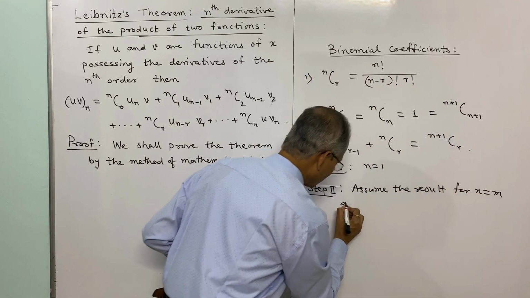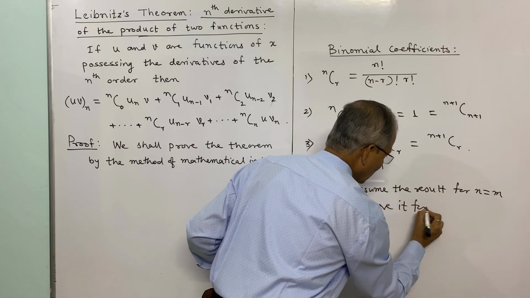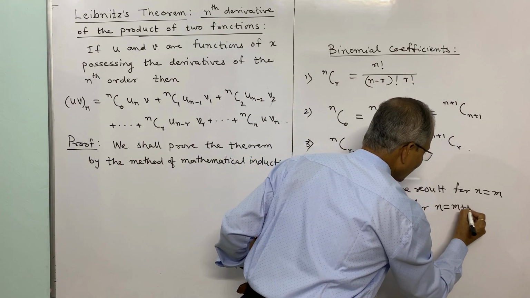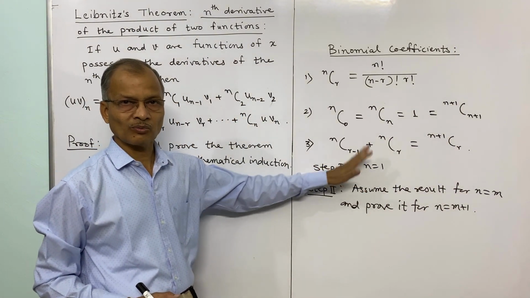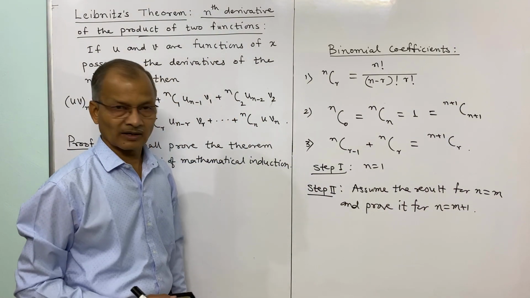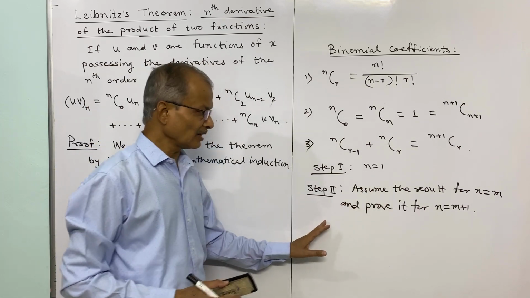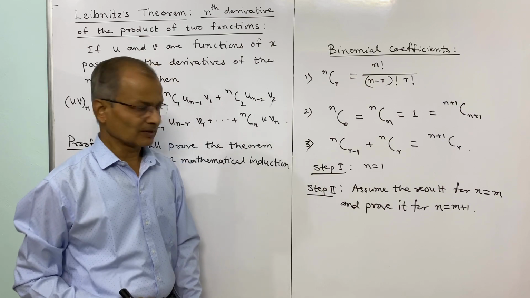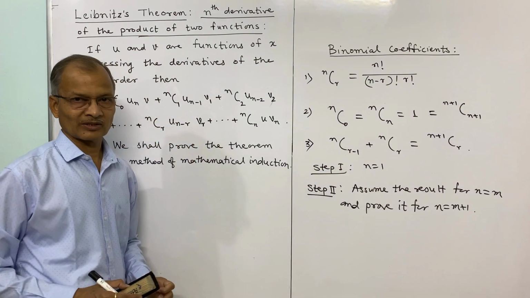And prove it for n is equal to m plus 1. If you do these two steps, then the theorem or the result is true for every natural integer n, natural number n. That means n taking value 1, 2, 3, etc. So that method is known as method of induction.